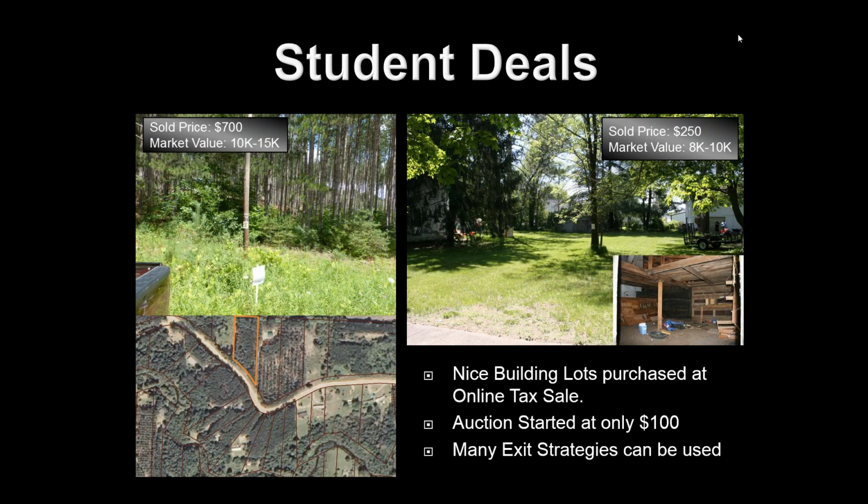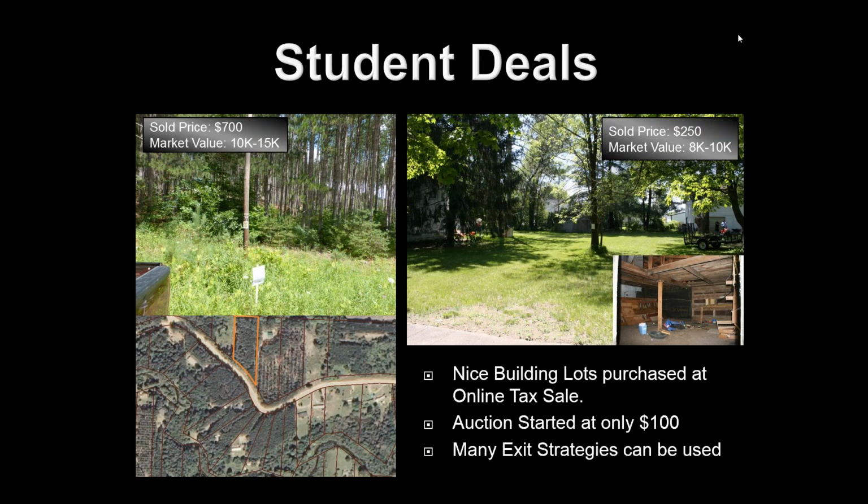So picking it up for $700, even if she only sold it for $5,000, she would still make a great return. And I think that she has a good chance of selling it anywhere between 8 to 10. We'll have to see. It could even be higher. Now the property on the right she bought for $250, has a market value of about 8 to 10.